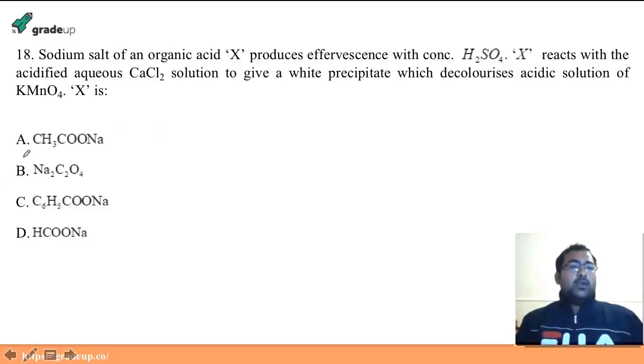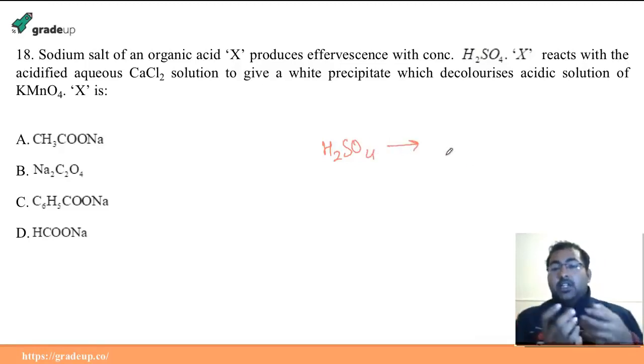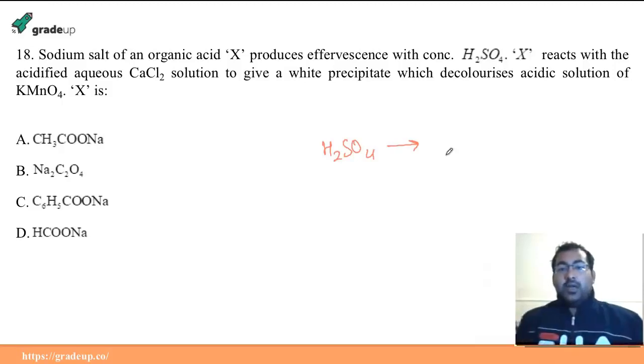So now in the 18th question, a sodium salt of an organic acid, X, produces effervescence with concentrated H2SO4. Reacting with concentrated H2SO4, it should give some effervescence, meaning some bubbling should be there, some gas should evolve. That's what we mean by effervescence.